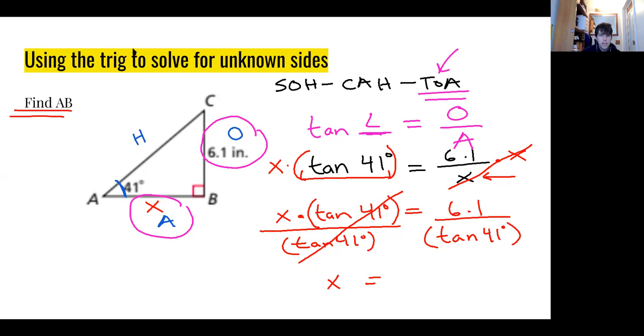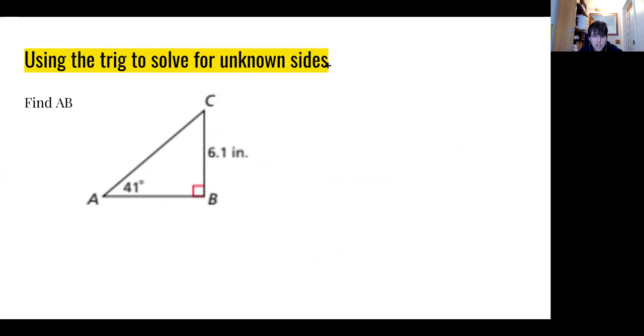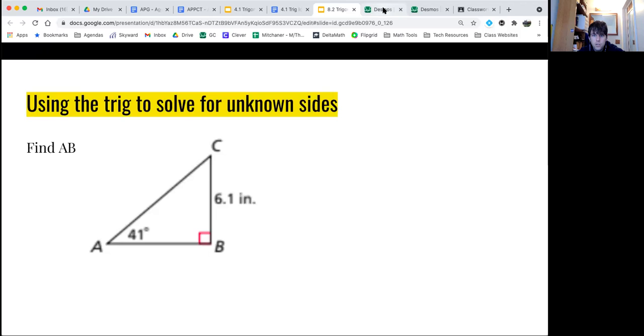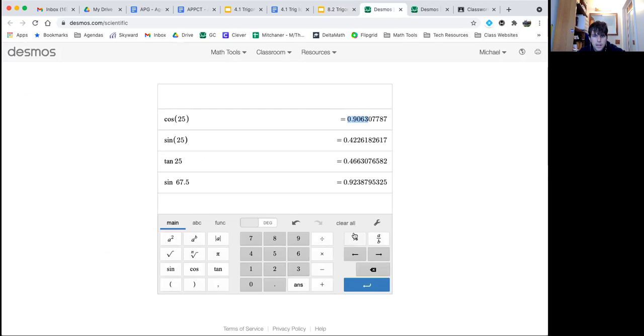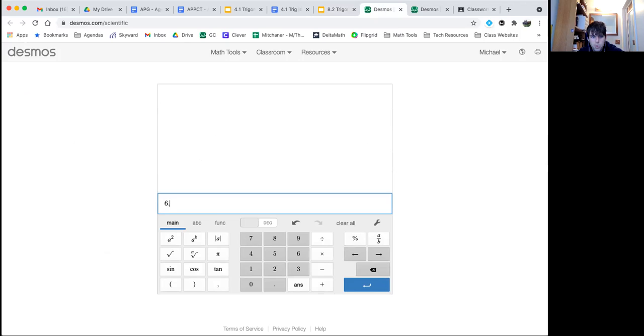We're going to go to our calculator to do this. We're going to do 6.1 divided by tangent of 41. I'm going to go ahead and do this on my calculator. Actually, no. I'm going to clear this and do it on Desmos. So let me clear, and I'll be able to bring that back in just a moment. So let's go to Desmos and clear everything here. So we have 6.1 divided by, I did a little backslash. You can use the division button.